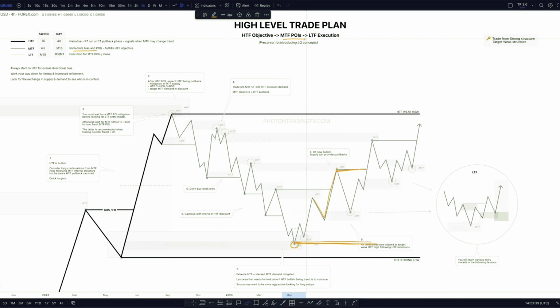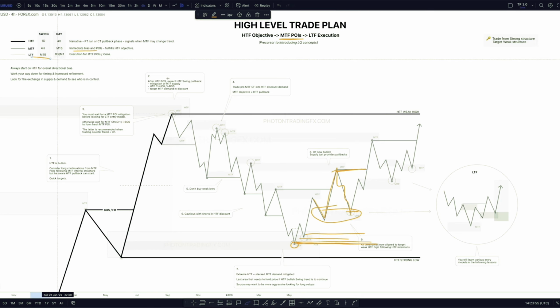Well, I can only buy from my medium time frame POIs. So there's a medium time frame POI, and there'd probably be one down here. I haven't drawn it on. So now you have a couple of demands on your medium time frame to look for, right? M15 demand. And I simply just wait for price to come into it. My alert goes off. Now what do?